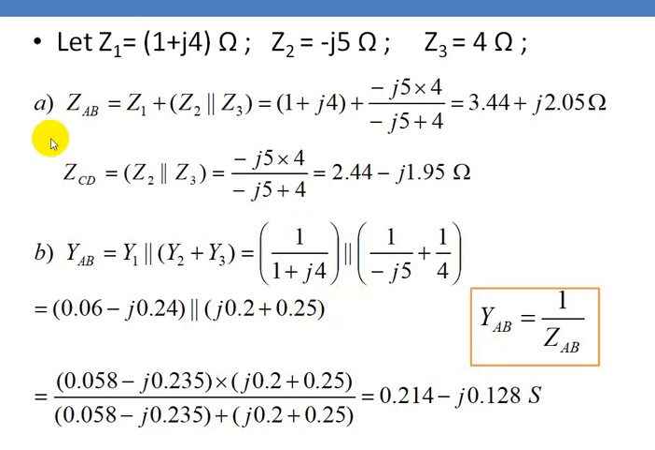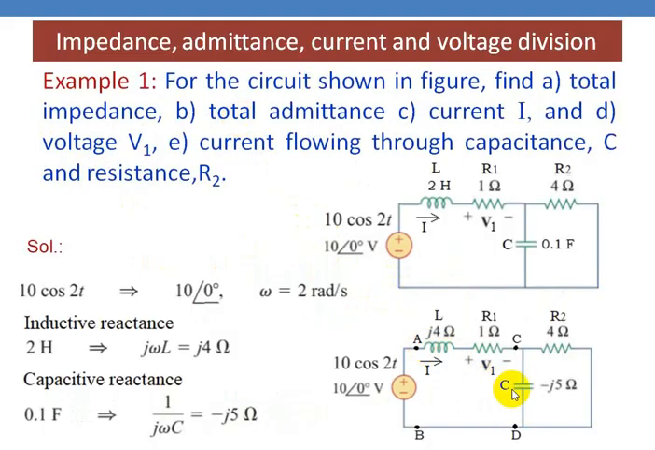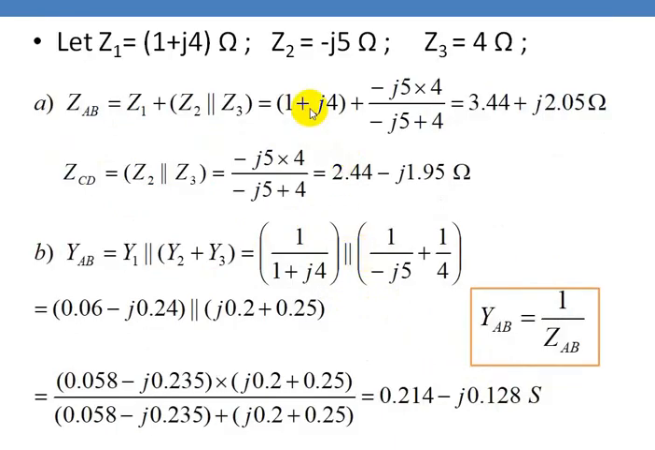So ZAB is Z1 plus Z2 in parallel with Z3. If you see here, Z2 is in parallel with Z3, and this comes in series with Z1. Now you substitute the values: 1 plus j4 plus Z2, which is minus j5, and Z3 is 4 ohms. So Z2 in parallel with Z3 can be written as minus j5 into 4 divided by minus j5 plus 4. This comes to around 3.44 plus j2.05 ohms.